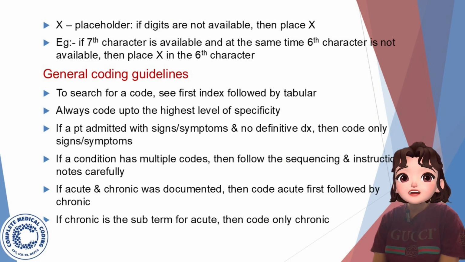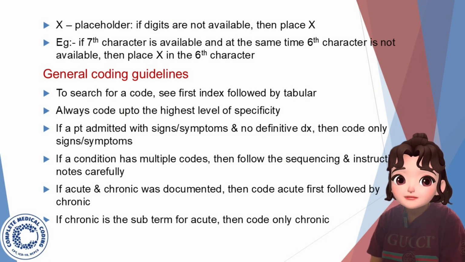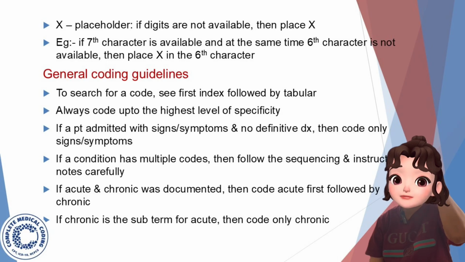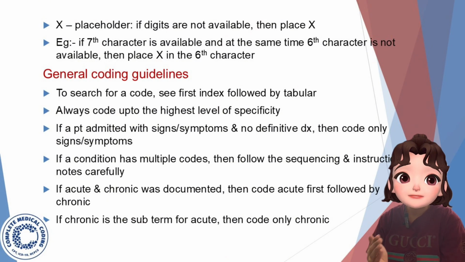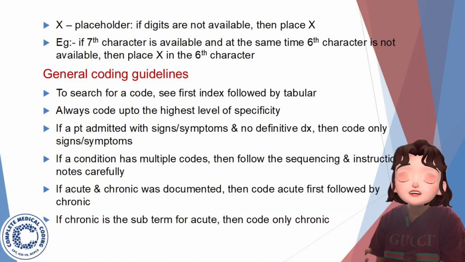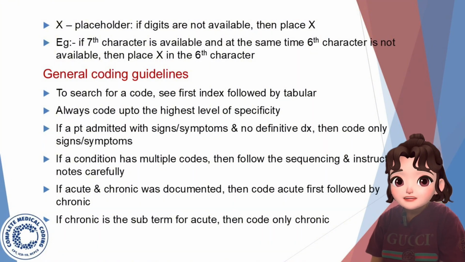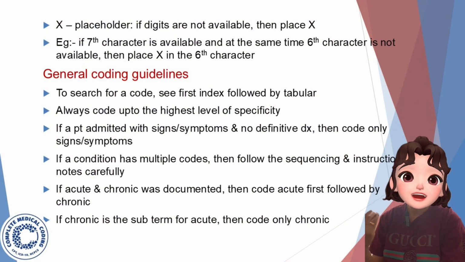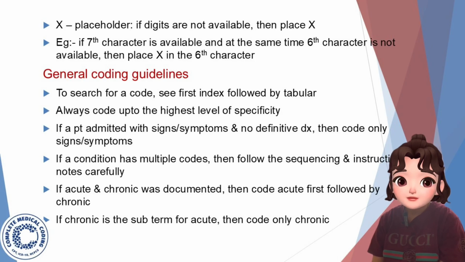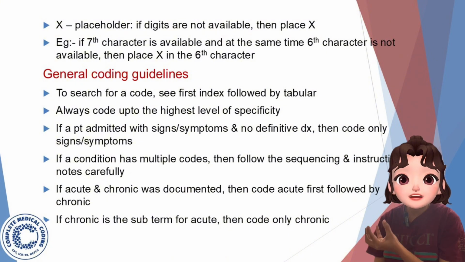Now, there are a few general ICD coding guidelines. To search for a code, see first the index followed by the tabular. As I had mentioned before, you always have to first look into the index. In order to search for a code, always go to the index first, then go to the tabular. Now, always code up to the highest level of specificity. That is why ICD codes are up to 7 characters.